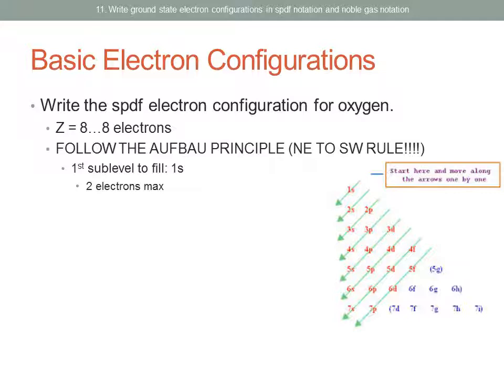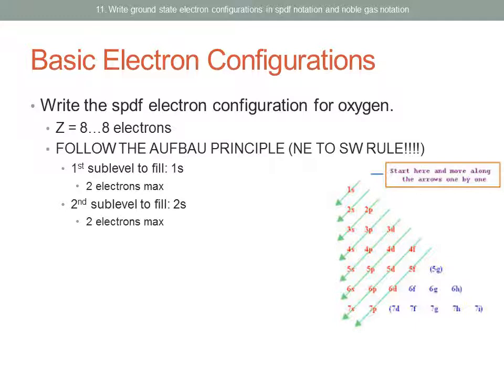So we can put 2 electrons in that 1s sublevel. So once there's 2 electrons there, we have to move on to the next sublevel. Well, looking at our diagram here, the 1s is filled. We go to the 2s. So the second sublevel to fill is the 2s. And again, ask yourself, how many electrons can we put there? Being that it's an s sublevel, 2 electrons is the max. So we can put 2 electrons in the 1s, 2 electrons in the 2s. So we're up to 4 electrons.